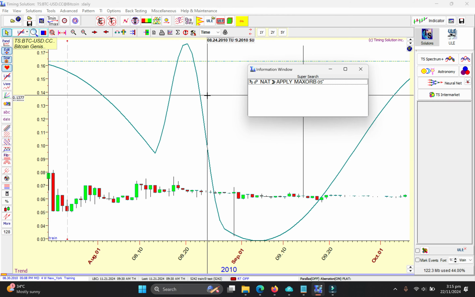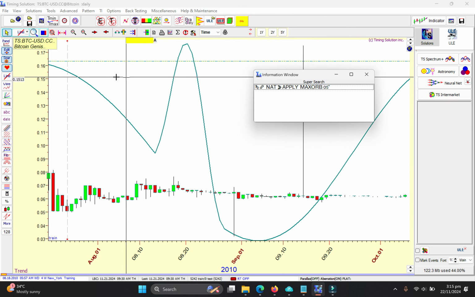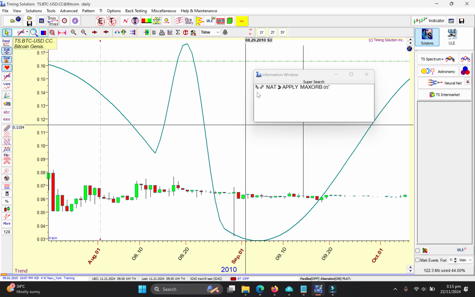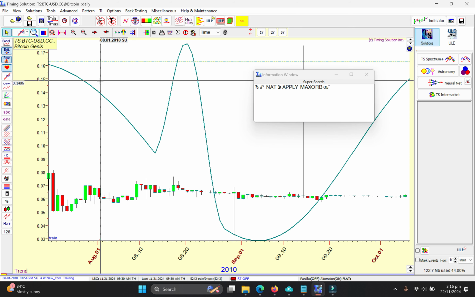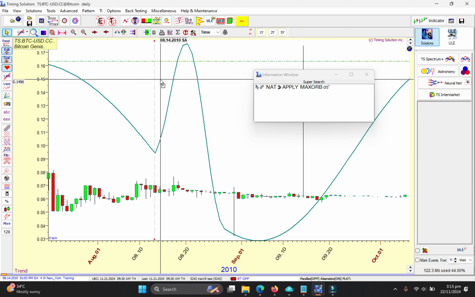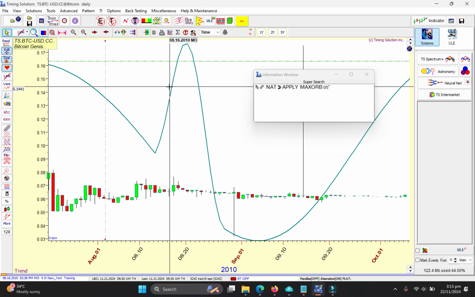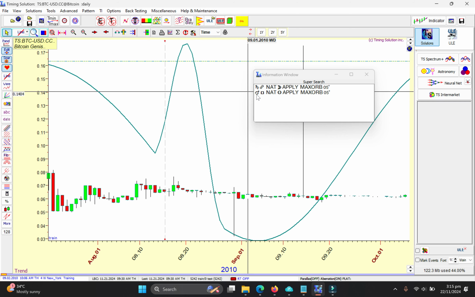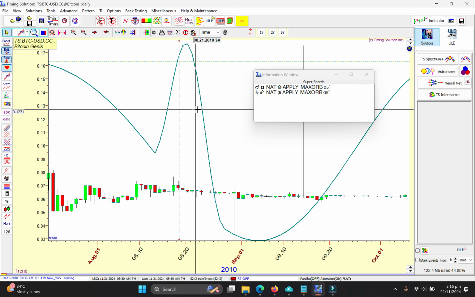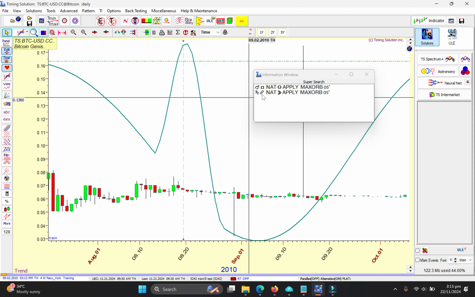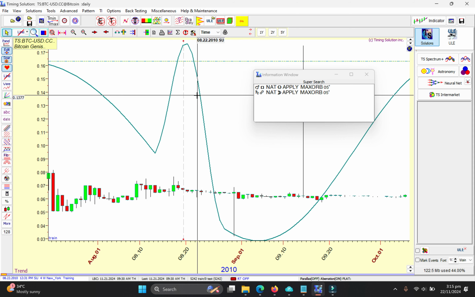Well, we bring up our information window, and right here, if I click right here, we have an aspect which is occurring in August. Now, if I go forward in time, as we can see, we now have that original aspect, which is occurring back here. And now we have a second aspect occurring between basically Mars square the Sun. And as we go forward in time, the aspect of Mars square the Sun becomes stronger.